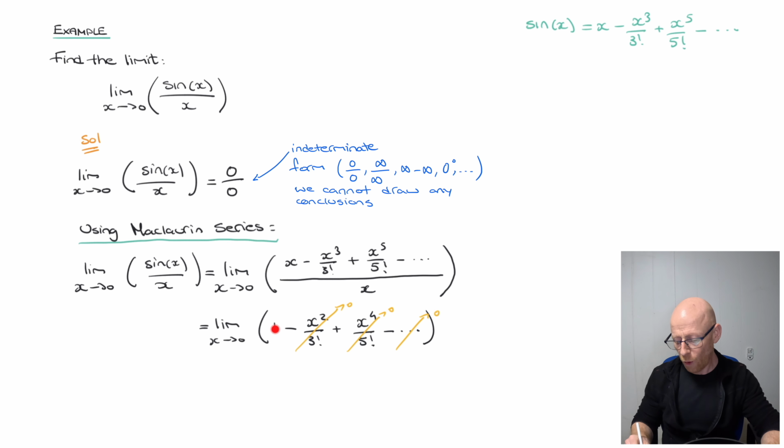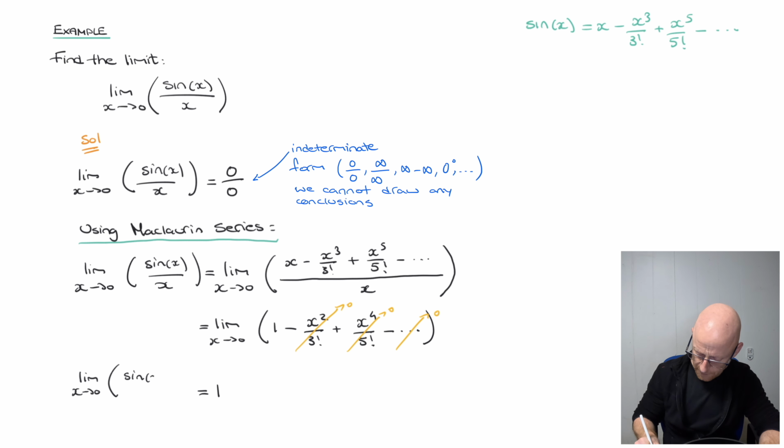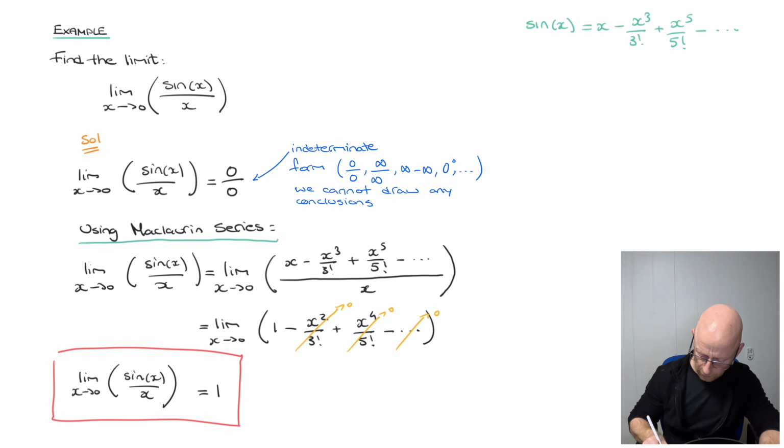And of course, the 1 that we have at the front here, well, it's not affected at all by the fact that x tends towards 0, it stays 1. And consequently, this limit is equal to 1. And so we could state as our final answer that the limit as x tends towards 0 of sine of x over x is equal to 1. And I'll go ahead and box that final result.